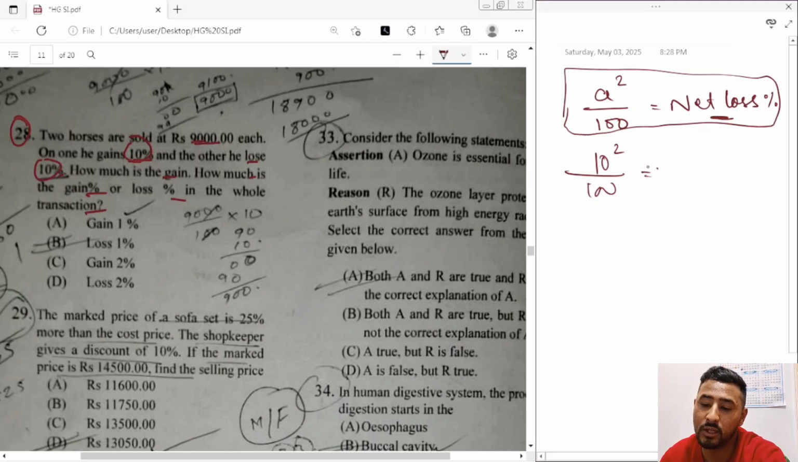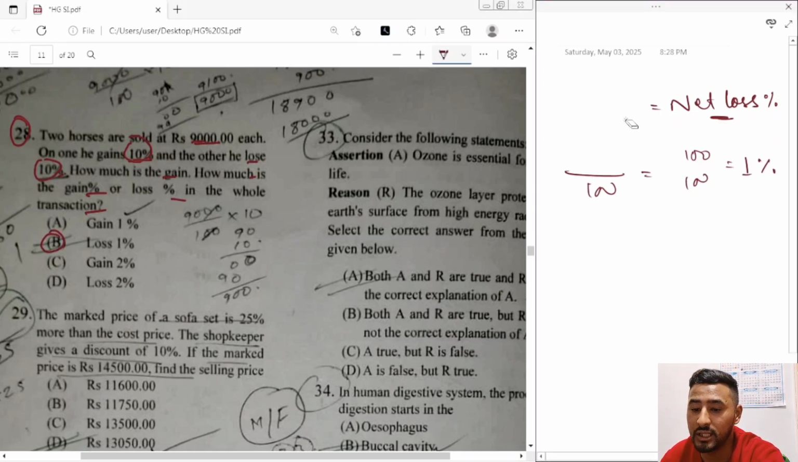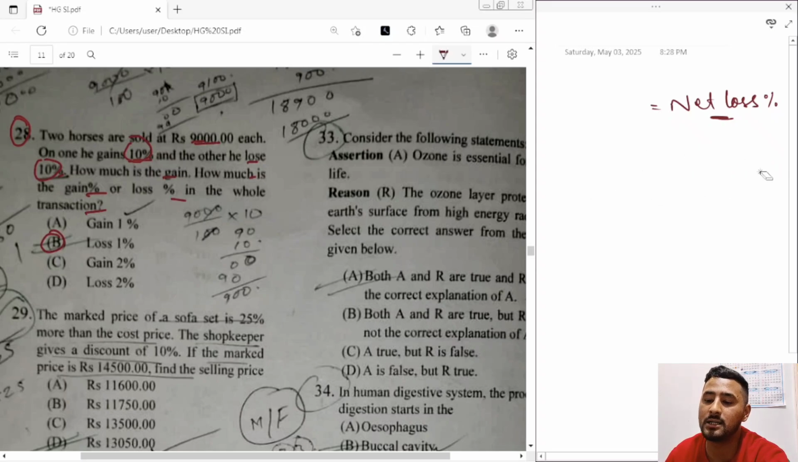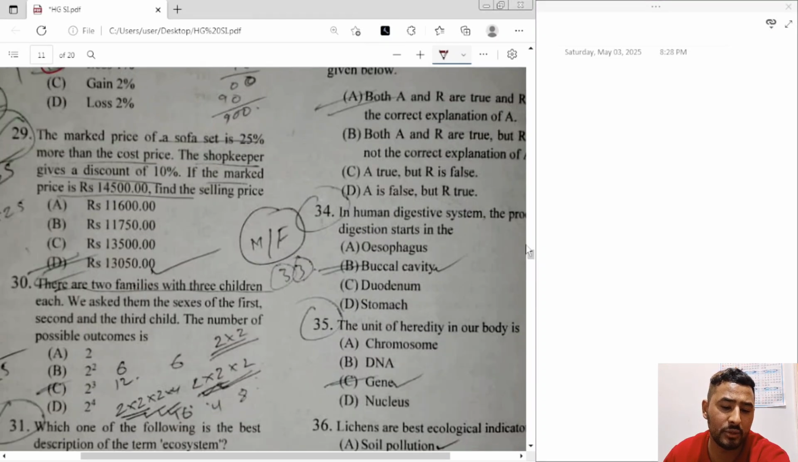So when you solve this one, you get how much? 10 square is 100 by 100. This will be how much? 1. So net loss is 1%. So the loss is 1% for question number 28. Option B will be the correct answer. Remember the formula. You can take the screenshot. Because I have to do others, I'll rub this one. Let's go next, 29. So we are almost done.